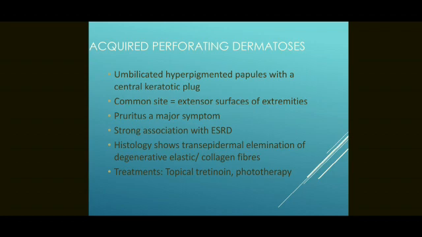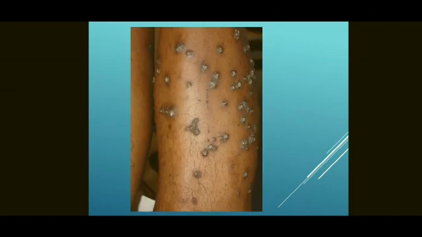Acquired perforating dermatosis, it's umbilicated hyperpigmented papules with central keratotic plug. Site would be extensor surface of the extremities. Pruritus is a major symptom. It's strongly associated with ESRD. Histology shows transepidermal elimination of degenerative elastic collagen fibers. Treatments would be topical tretinoin or phototherapy. This is multiple keratotic papules seen on the extremities.